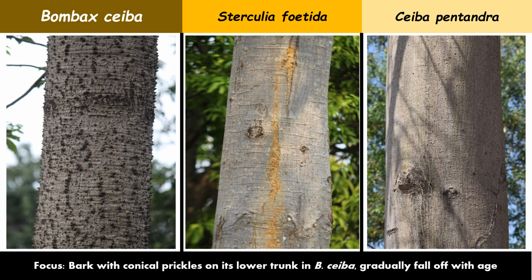And this is the bark. Bombax ceiba, you can observe the spines. But Sterculia foetida and Ceiba pentandra, there are no spines on the bark. Sometimes you can observe green patches on Ceiba pentandra. So you can observe that there are different types of bark, different types of fruit, but the same type of leaves.